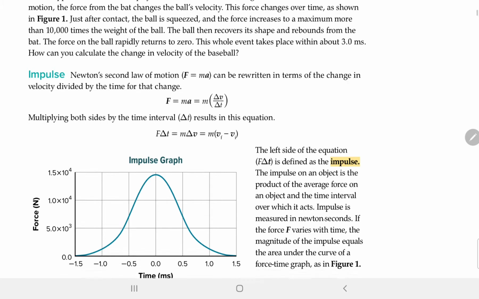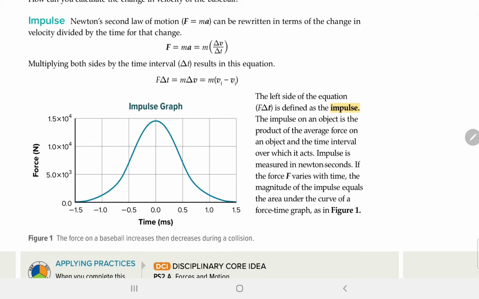So here we have the impulse. We can put a definition for the impulse from the equation. The definition of the impulse is the product of the average force on an object and the time interval over which it acts. Again, the definition of impulse is the product of the average force on an object and the time interval over which it acts.